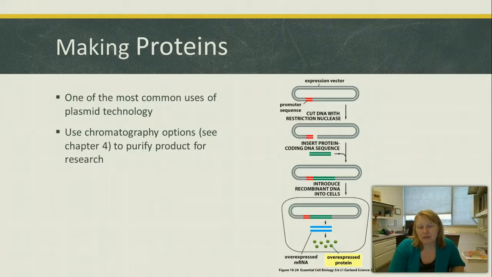Another option for making proteins in this case is that I can overexpress them. I can induce the cell to make a ton of this protein so that I can then have a ton of protein to work with if the cell, for instance, doesn't make a whole lot of it very quickly. So this is another tool. And we use those chromatography assays that we talked about in Chapter 4 to help purify this product out.